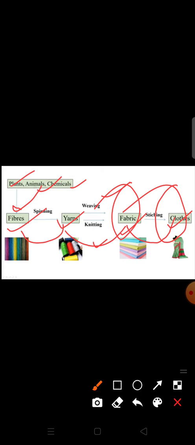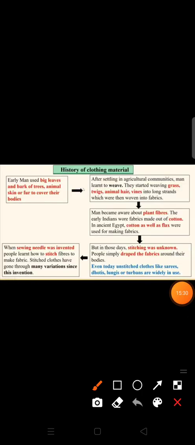All right, now we will discuss our last topic, that is history of clothing material. All right, so the early man did not know much about clothes. Okay, and early man used big leaves and bark of trees, animal skin or fur to cover their bodies.